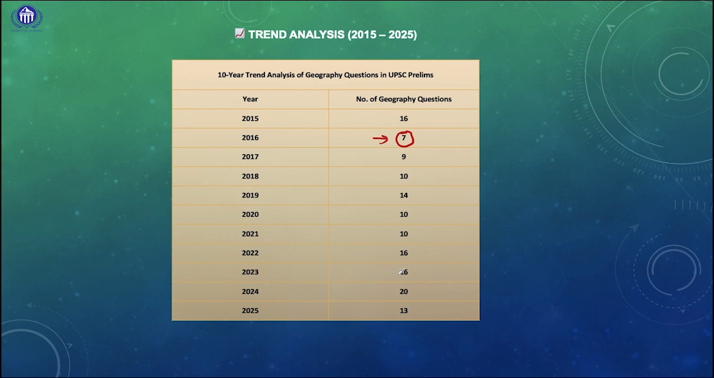But the recent trend, if you look at the last 3 years: in 2023, 16 questions; in 2024, 20 questions. But last year there was a decrease in the number of questions, with 13 questions asked. So what can we expect for this coming year? We can expect a minimum of 13 to 15 questions from the geography segment. So what is the strategy you should adopt?